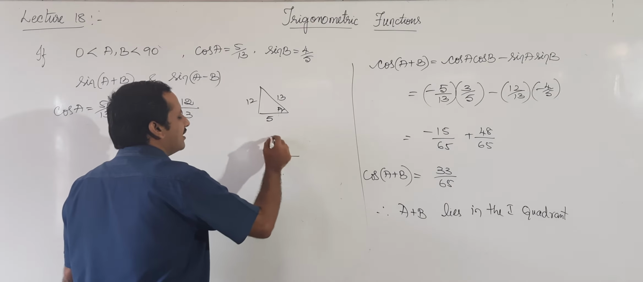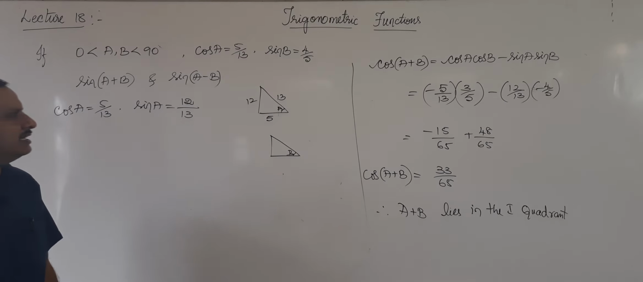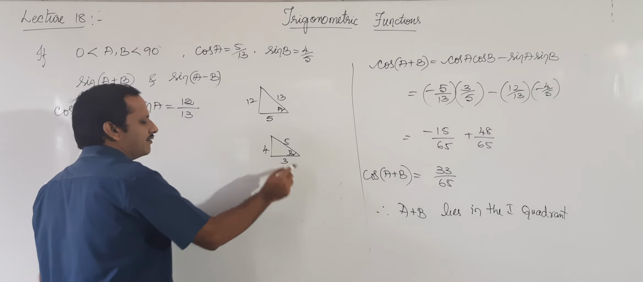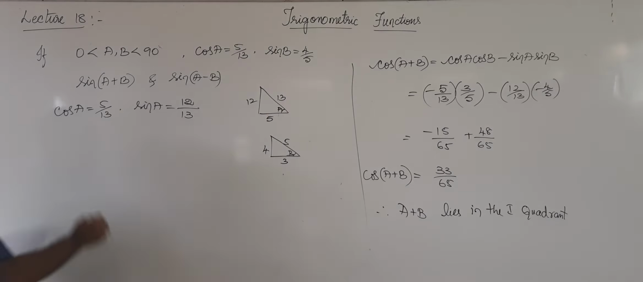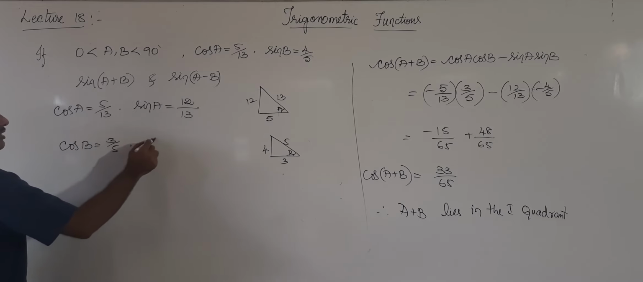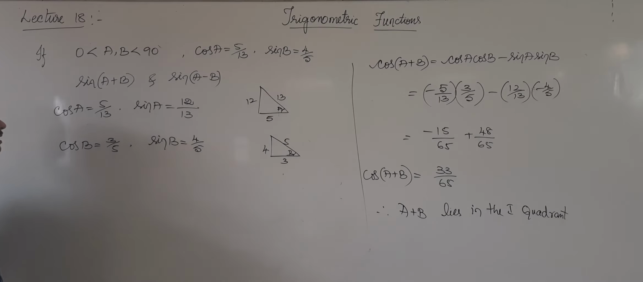Then sin B they have given, consider another triangle. Let this angle be B. Sin B is defined as 4 by 5, opposite by hypotenuse, therefore the adjacent side must be 3. So from there I can write cos B is equal to 3 by 5, sin B is equal to 4 by 5. B is also in the first quadrant, therefore sin B as well as cos B both are positive.